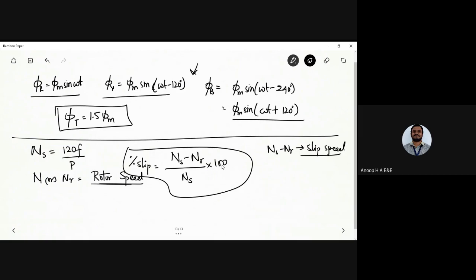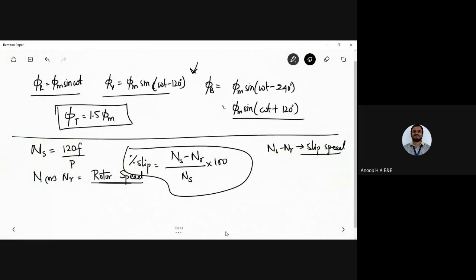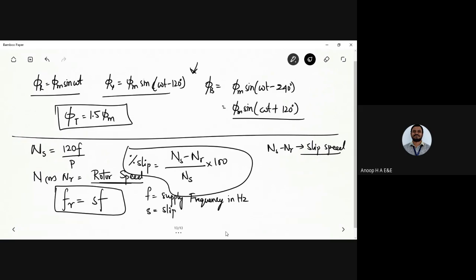Ns minus Nr, we call it the slip speed. Yes, so these are the important formulas that you need to keep in mind. And we got fr. What is fr? That would be equal to s into f, where f is the supply frequency in hertz, and s is the value of the slip.